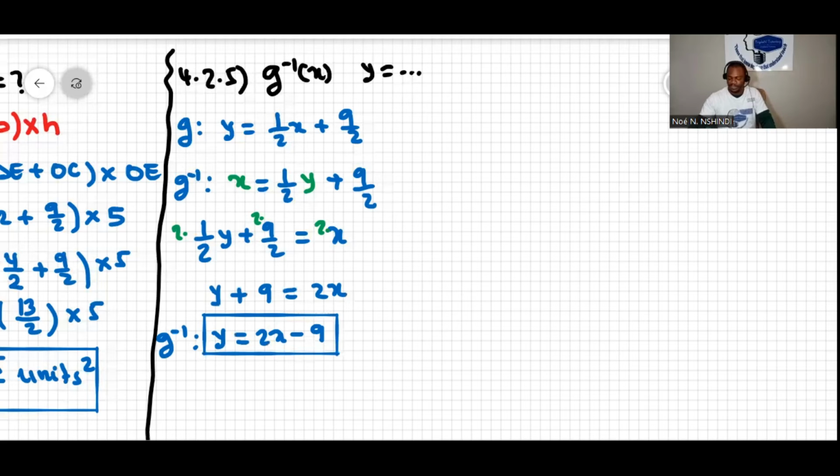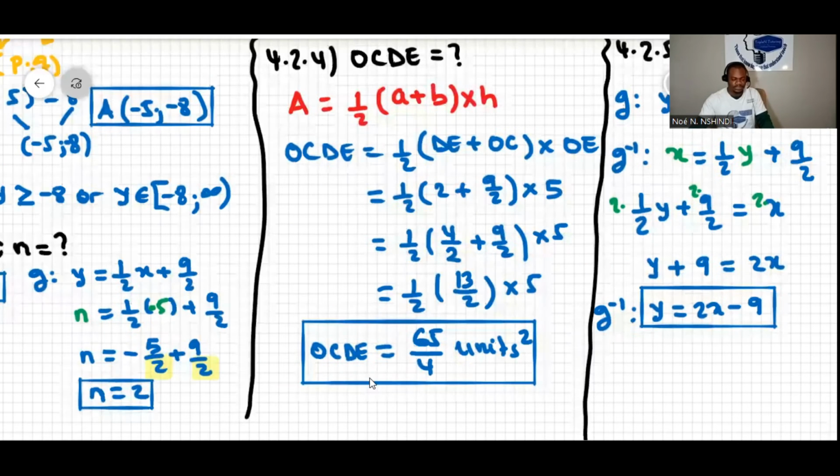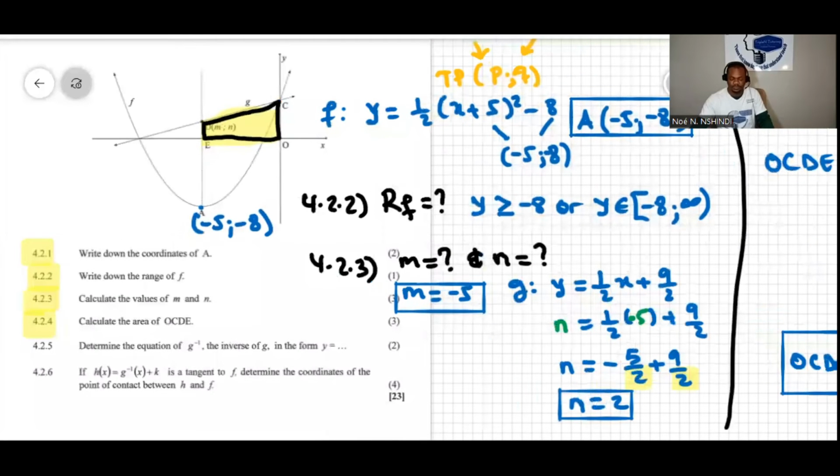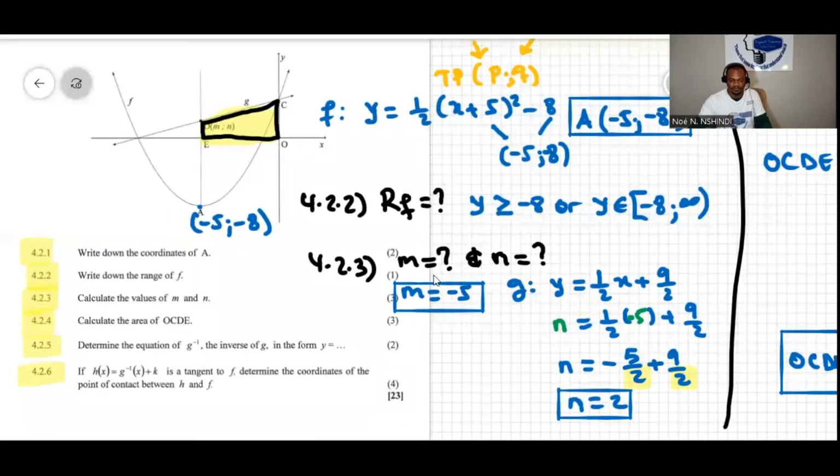Okay, and then the following question is question 4.2.6. The question says that if h of x equals g minus 1 of x plus k is a tangent to f, determine the coordinates of the points of contact between h and f. Okay, let's do it here.